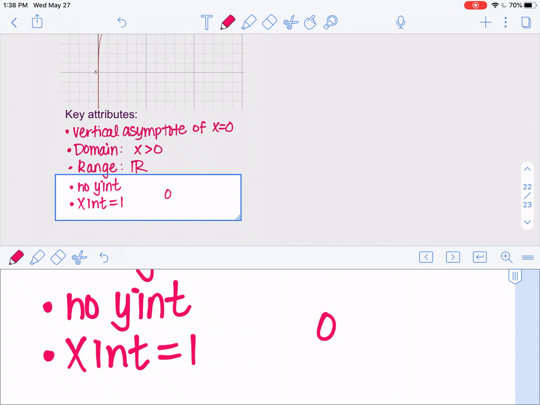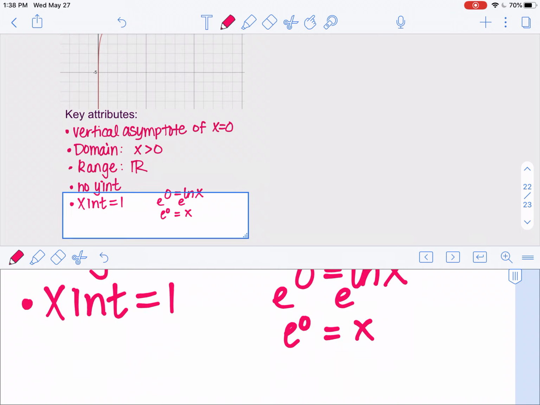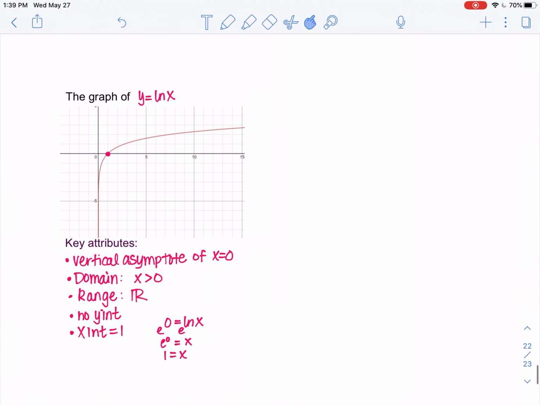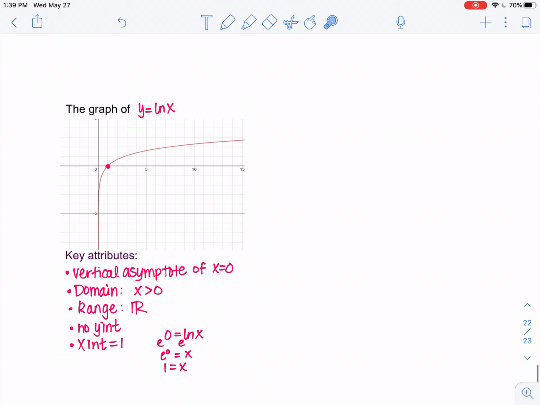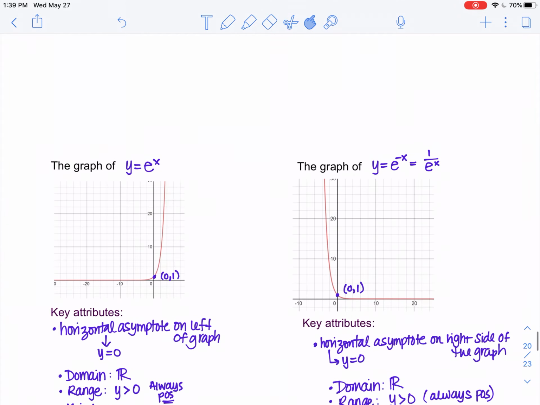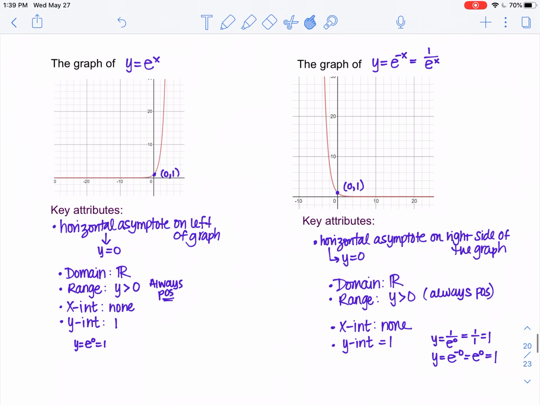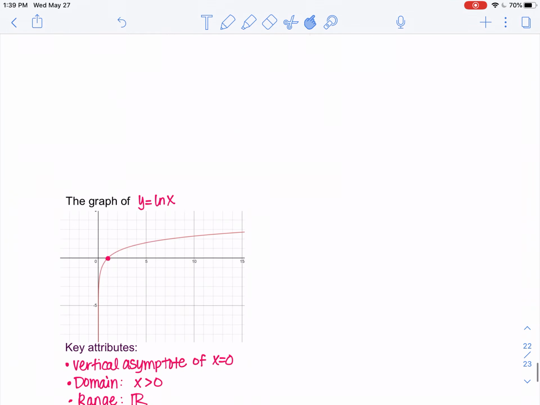That's from solving the equation 0 equals ln x. If you take e to the power of both sides here, you get e to the 0 equals x, which means 1 equals x. That's exactly what we talked about on the previous slide: the y-intercept for e to the x became the x-intercept for natural log x. So mentally you should be able to think of this graph and think through these key attributes for any of the graphs that we talked about today. The list we originally started with here: e to the x, e to the negative x, and finally natural log x.